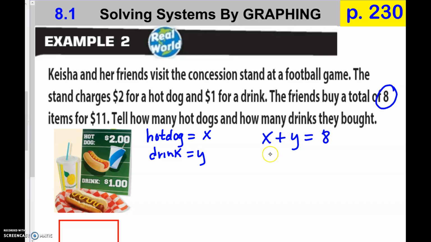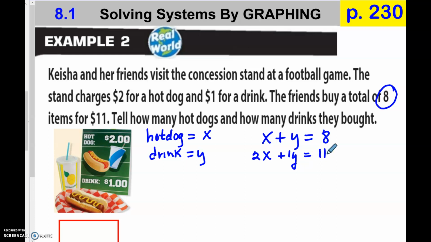We just don't know, is it 1 hot dog and 7 drinks? Is it 2 hot dogs and 6 drinks? Is it 3 hot dogs and 5 drinks? Is it 4 of each? That's what we're trying to find out, and that's why we're setting up the system to be able to try and solve this. So the next thing they say is they give us pricing for everything. And in this pricing, they're telling us that hot dogs are $2, so 2x, and $1 for drinks, plus 1y, and the total amount of money that they spent is $11.